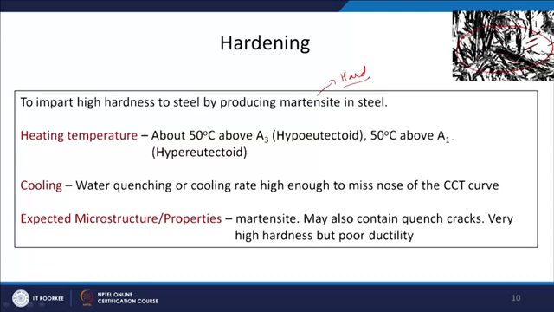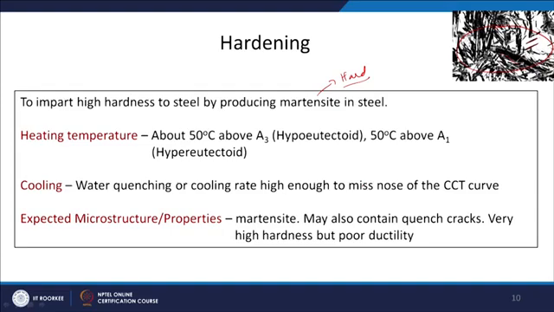So, this is a microstructure of martensite. You can see all these martensite plates are there in a zigzag arrangement. Heating temperature is about 50 degrees Celsius above A3 for hypoeutectoid and 50 degrees Celsius above A1 for hypereutectoid. Cooling is water quenching, or a cooling rate high enough to miss the nose of the CCT curve.